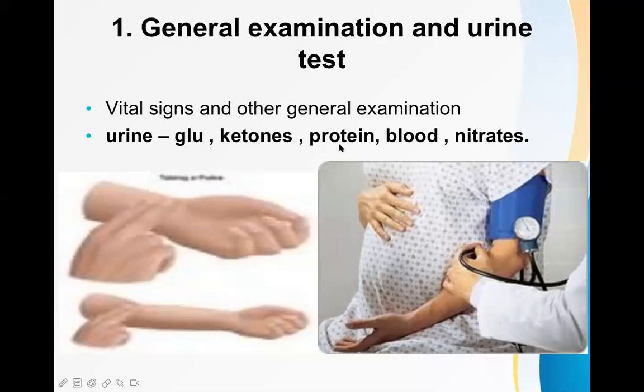Proteins: there are many causes where protein is excreted in the urine, such as nephrotic syndrome, many kidney diseases, and glomerulonephritis. Blood, okay. And nitrate: this is present in urinary tract infection, and this is known as the nitrite reduction test. So all these important points are there in the urine test.